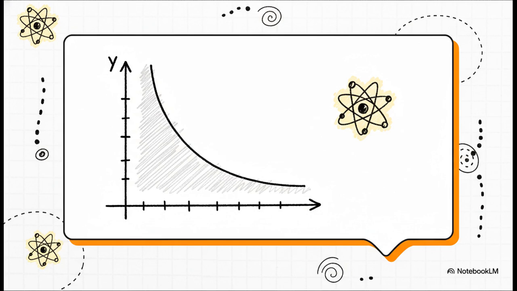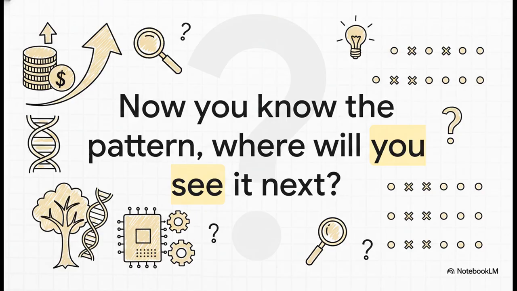And here's a really wild, mind-bending idea from our source. When something decays exponentially, like radioactive material, it gets smaller and smaller, and it gets closer and closer to zero, but it never ever actually reaches it. It's like a journey towards nothing that lasts forever. Once you learn to spot this pattern, you're going to start seeing it everywhere, in the news, in finance, in nature, in technology. So my question for you is this: now that you know what you're looking for, where are you going to see exponential growth next?